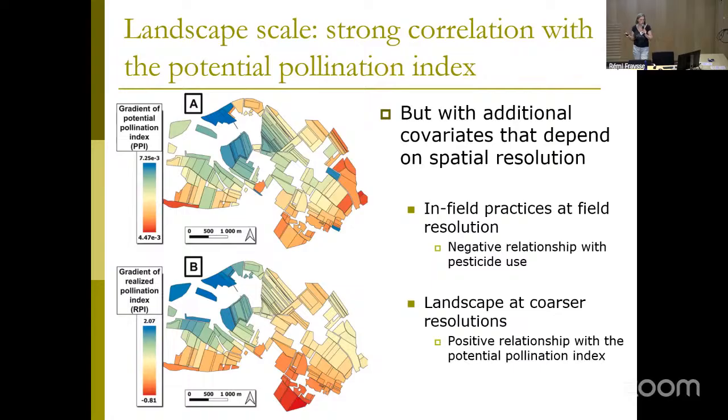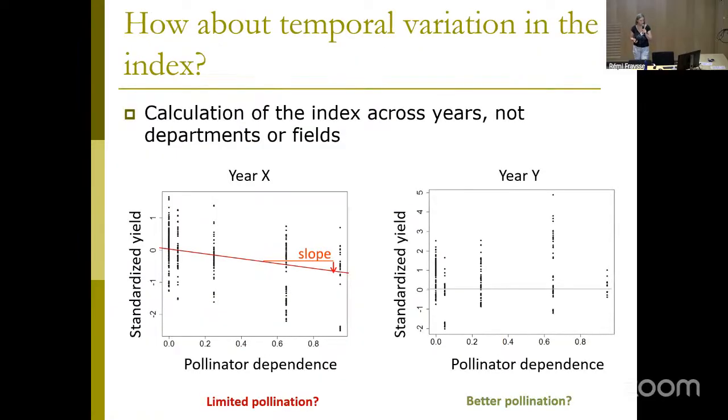And at coarser spatial resolution, when you pool several fields together that can have different farming practices, then the main driver of the measured realized pollination is landscape elements and the presence of semi-natural elements.